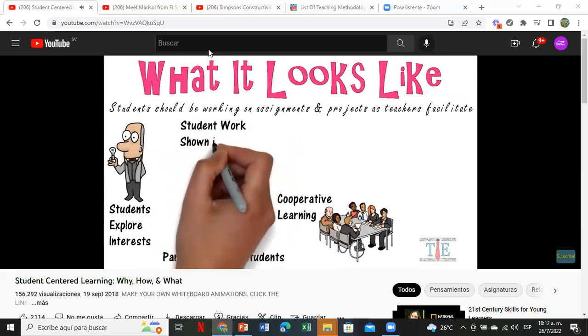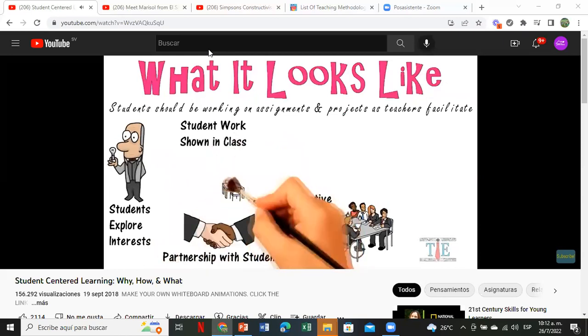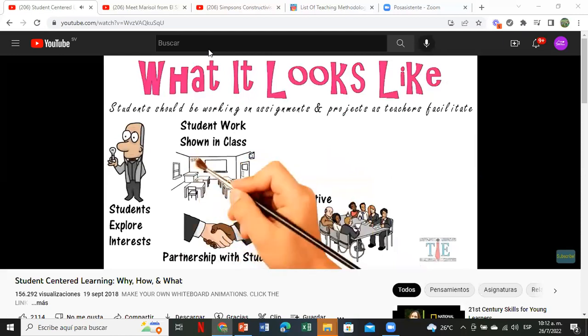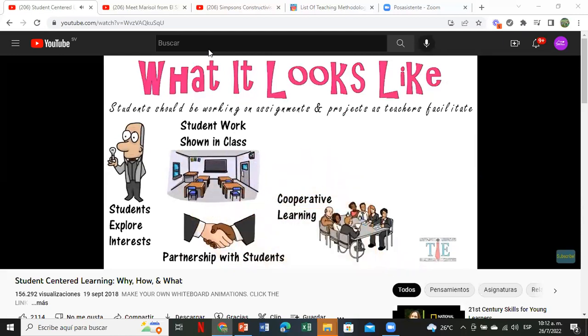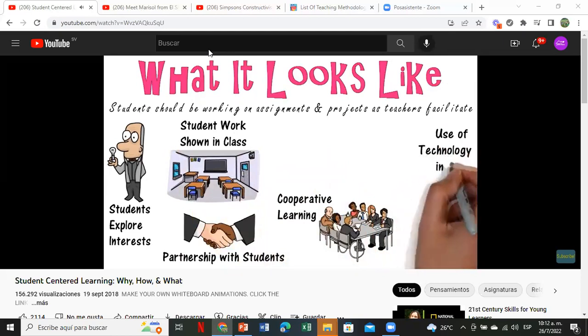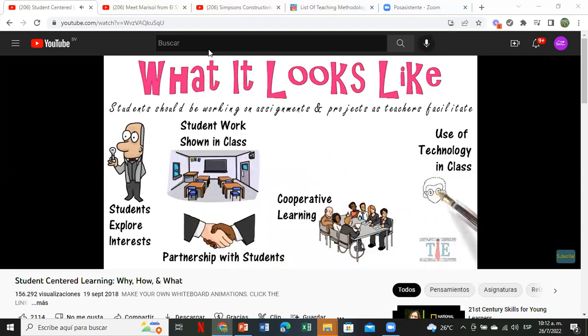Examples of student work should be found in the classroom. Students' projects are placed around the room, posters are hung on the wall, writing samples are there as well. Students are comfortable using technology in the classroom. Technology is used to help students solve problems, just like in real-world situations.